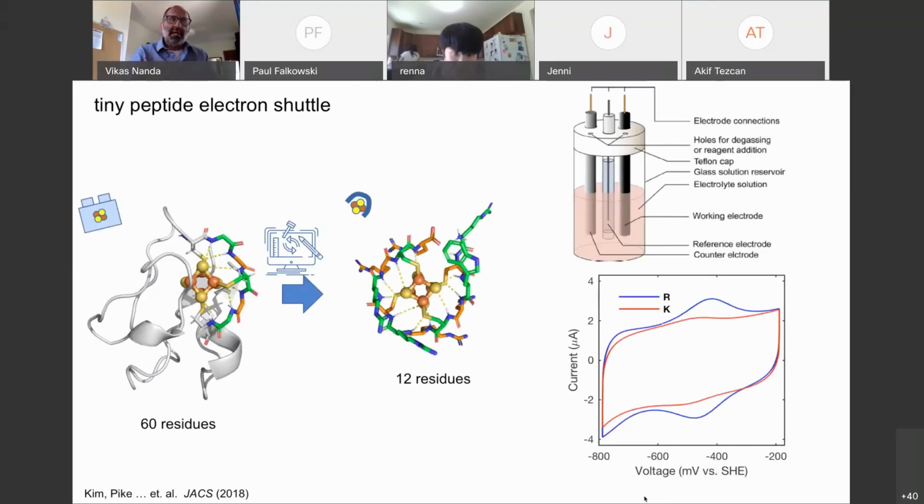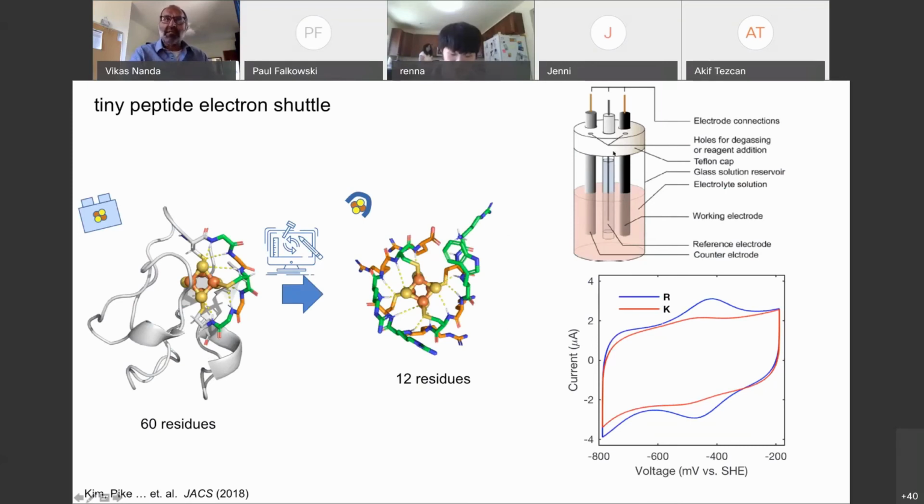Here's an example of one. This is work that was published 2 years back by John Kim and Doug Pike and colleagues. Here what they did was they took ferredoxin and just looked at the metal binding region. What they found was that if you look at the structural motif that binds the iron sulfur cluster and just extend that as a peptide, you can actually make the entire iron sulfur cluster binding sequence out of 12 residues. That peptide was synthesized.